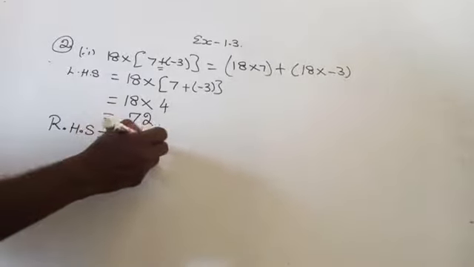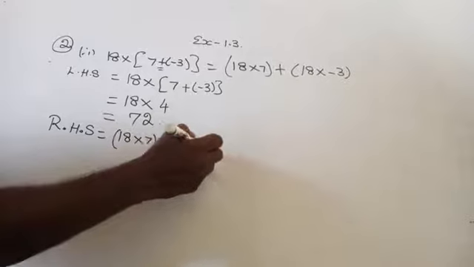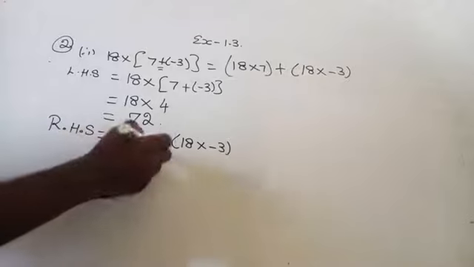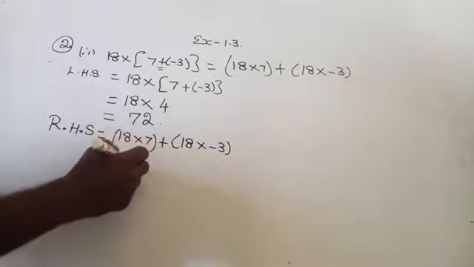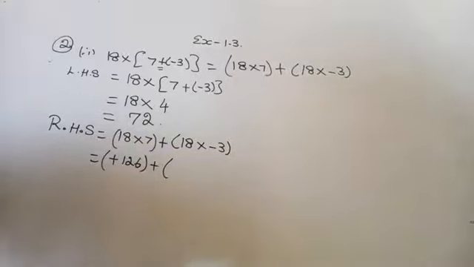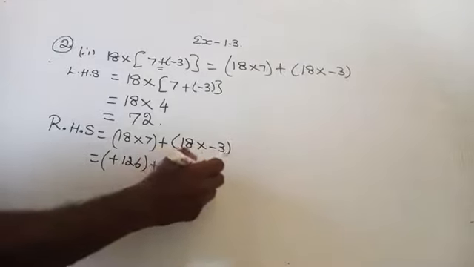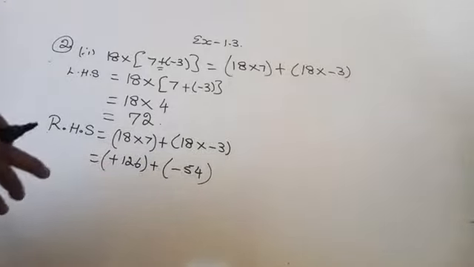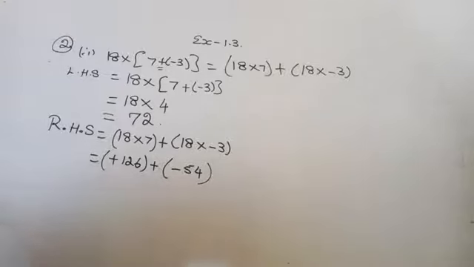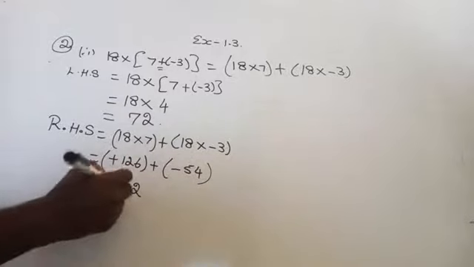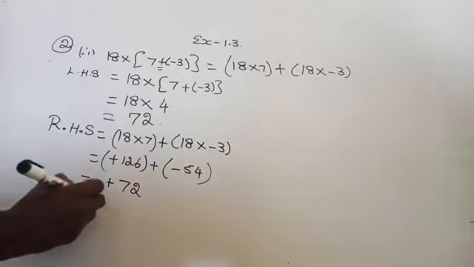That is 18 into 7 plus 18 into minus 3. The product of two positive integers is positive. So 8 7s are 56, 5. 7 plus 5 is 126. Plus 18 into minus 3. 10 3s are 30. 8 3s are 24. So minus 54. Now, positive integer and negative integer: how will you add them? Subtract the smaller from the greater and give the greater number's sign. So 126 minus 54 is 72. Here left hand side equals right hand side.